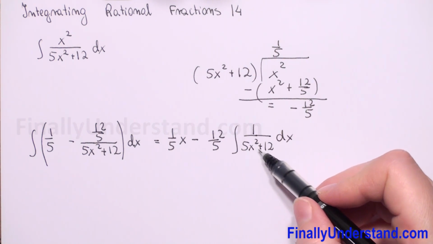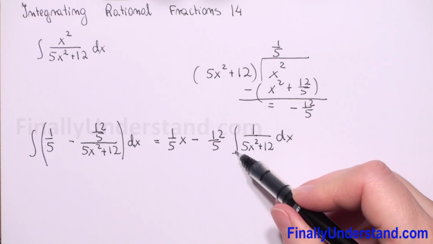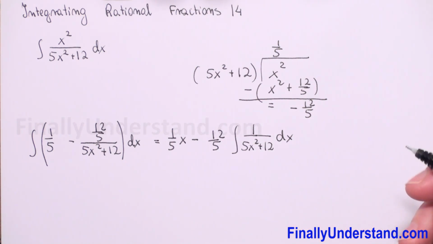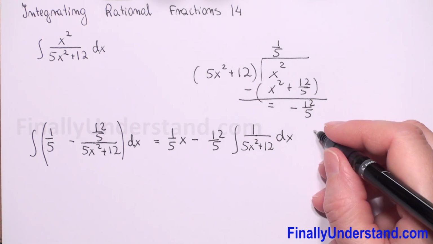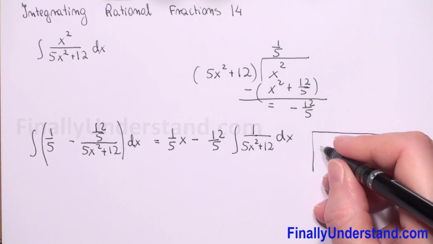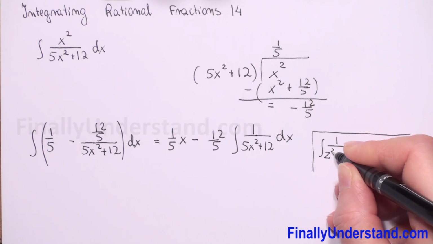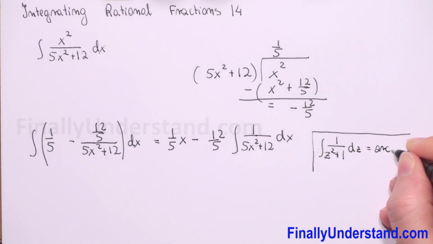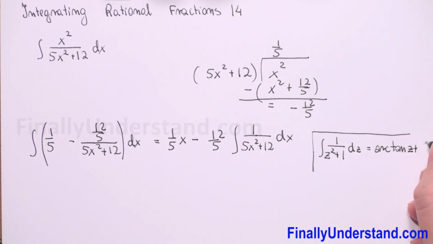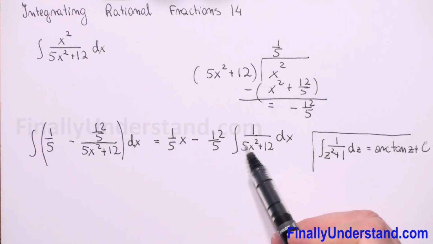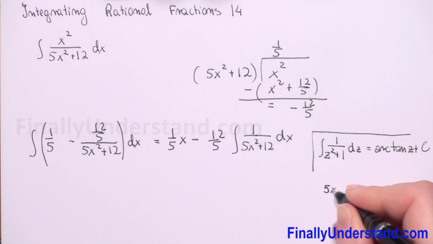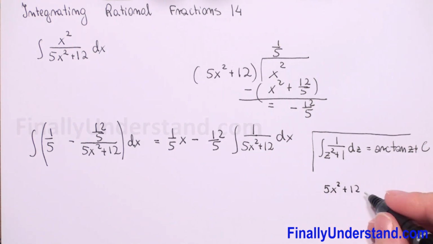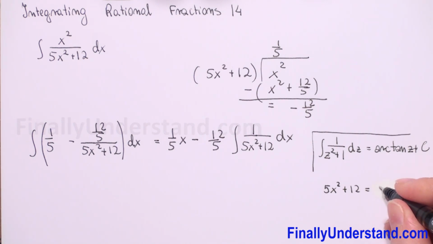Next, because we have 5x squared plus 12, we need to change this integrand to the form, let me write this here, the integral of 1 over z squared plus 1 with respect to z. This is equal to arctangent of z plus constant c. So first let me rewrite our denominator. We have 5x squared plus 12. To get this form, first I will rewrite this as the square root of 5 x to the second power plus 12.